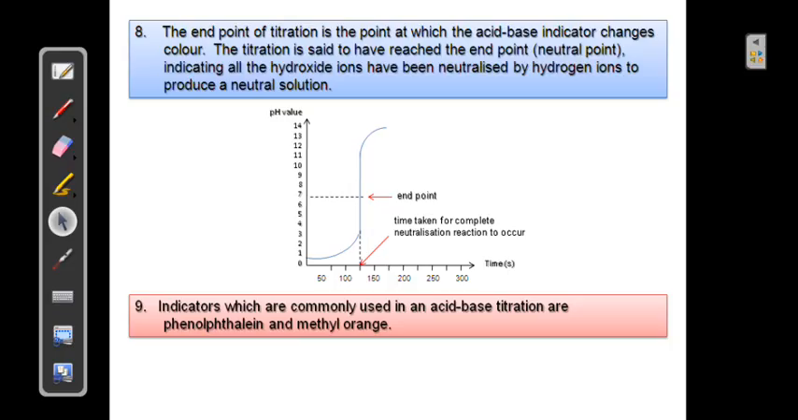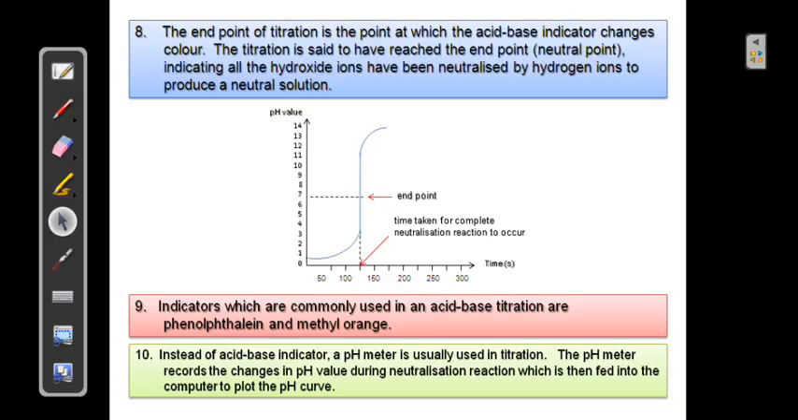But instead of an acid-base indicator, a pH meter is usually used in titration, to be more exact. The pH meter records the changes in the pH value during the neutralization reaction, which is then fed into the computer to plot the curve, the pH curve like the one above, right?